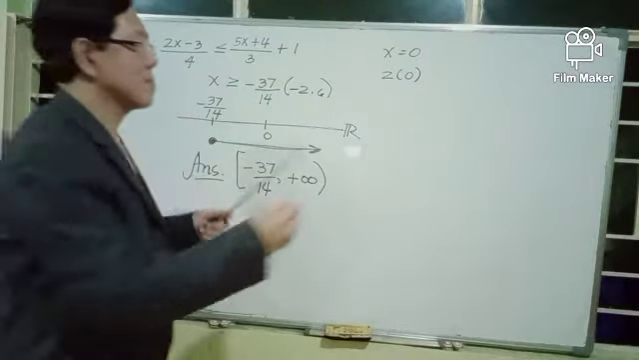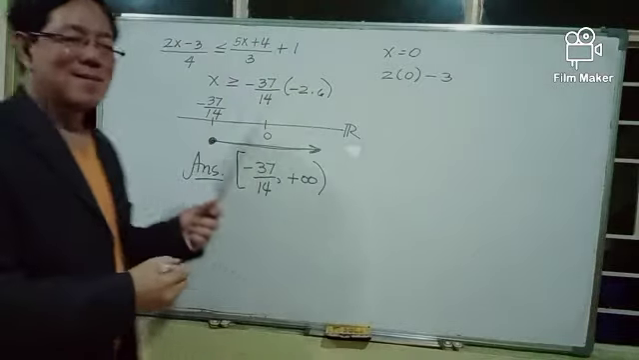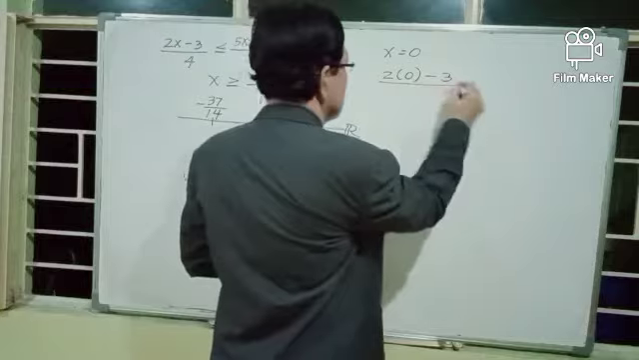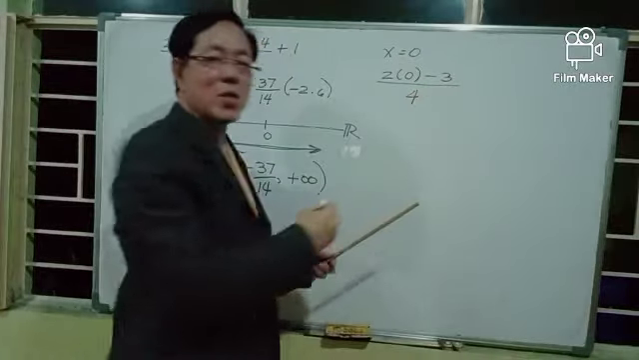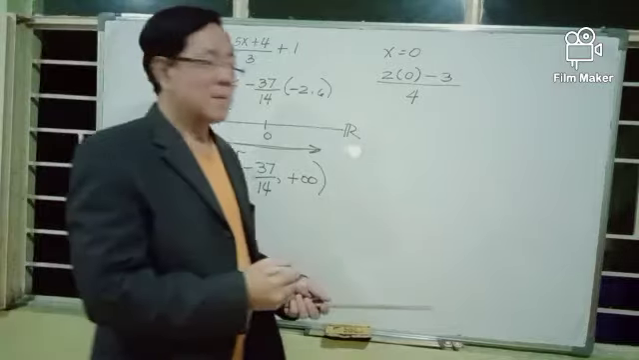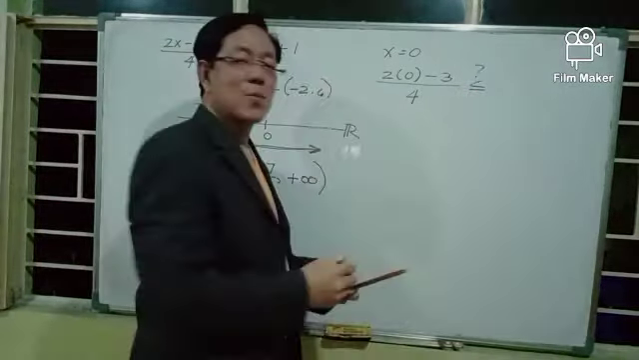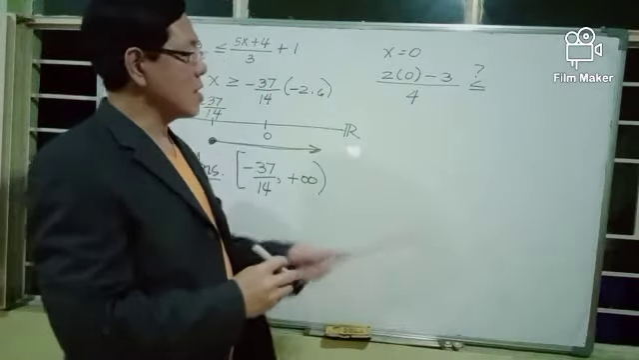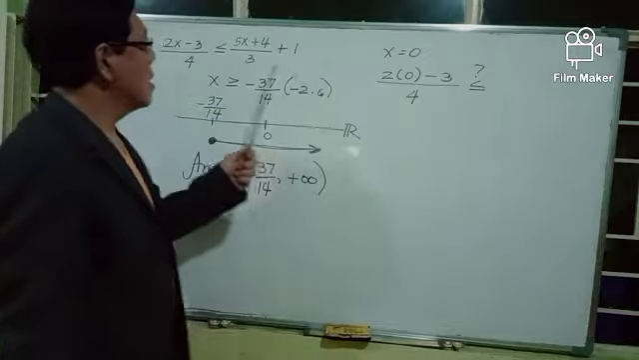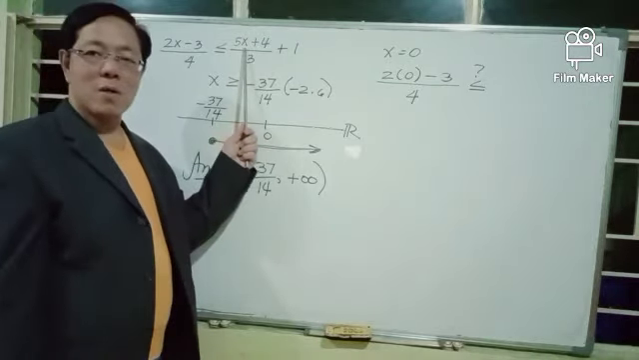Minus 3 all over 4. And we want to check if that would be less than or equal to. Since we are still checking, we write a question mark above the inequality sign. At the right hand side, we also replace x with 0.